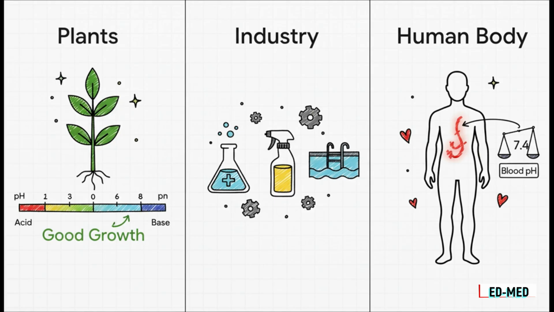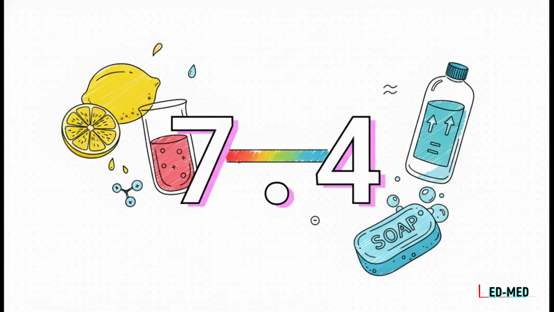Industry relies on it for making everything from powerful cleaners to life-saving medicines. And maybe most importantly, our own bodies are in this constant, really delicate balancing act with pH. Just think about this one number, 7.4. That is the ideal pH for human blood. If our blood's pH changes even slightly from that very, very narrow range, our internal systems start to fail. It is an absolutely vital sign for our survival.